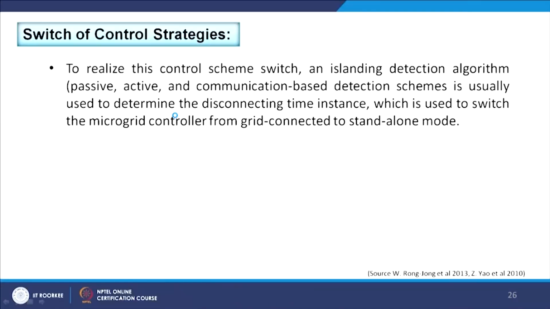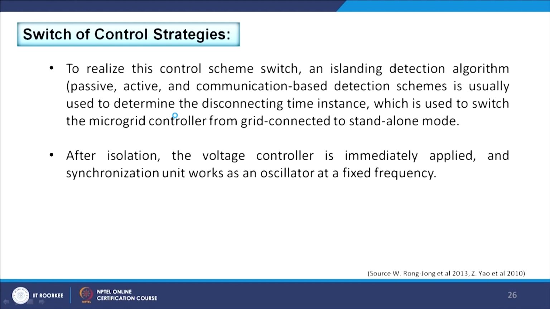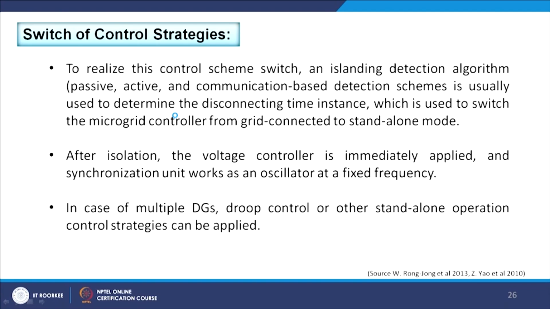That detection algorithm, which could be passive, active or communication based, is usually used to determine the disconnecting time instant, which is used to switch the microgrid controller from a grid connected mode to a standalone mode. After isolation, the voltage controller is immediately applied and the synchronization unit works as an oscillator at a fixed frequency. In case of multiple distributed generators, droop control or other standalone operation control strategies can also be applied.